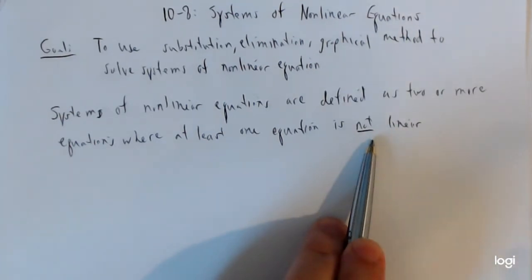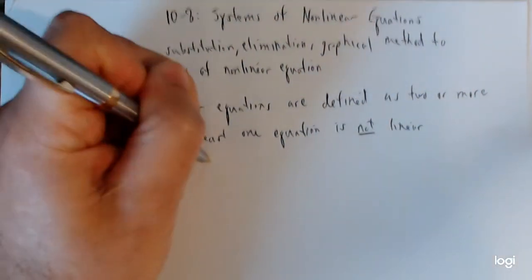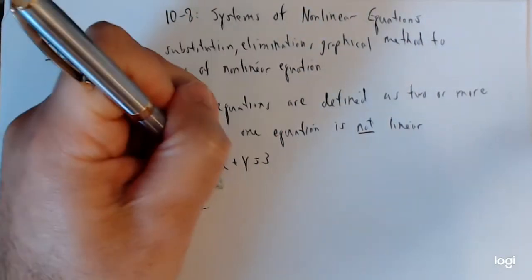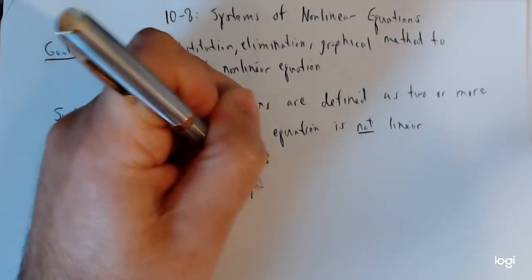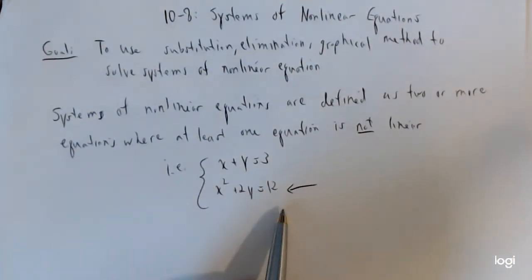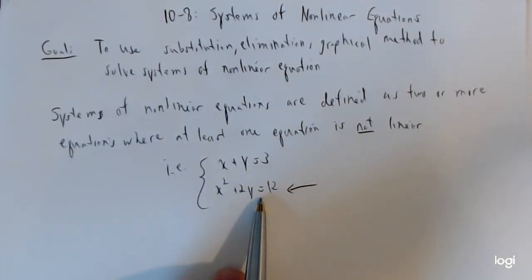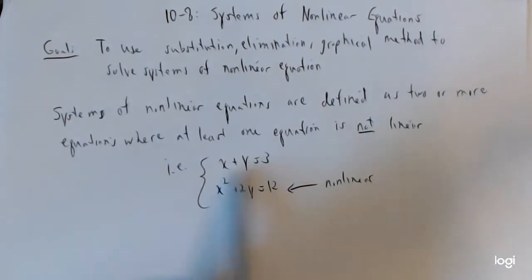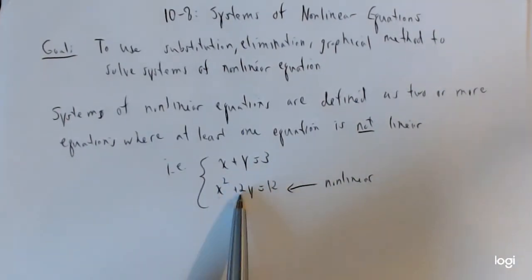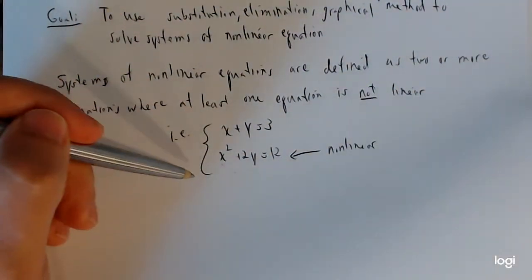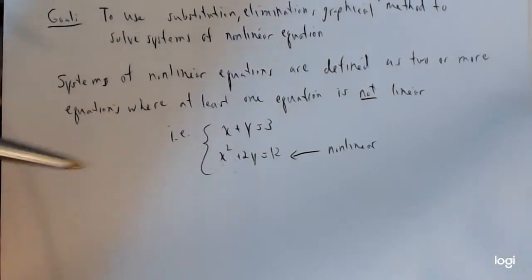So what do we mean by nonlinear? Well, obviously, if you were to graph it, the graph does not resemble a line. For example, if we have something of the form x plus y equals 3, x squared plus 2y equals 12, why does this become nonlinear? It's because of this guy, right? If we were to graph this, we'd notice that this would be a parabola, which is clearly nonlinear. This one is linear, which is fine, but this is what makes it nonlinear. So just keep in mind, not all the equations must be nonlinear. As long as one of them is nonlinear, then this becomes the nonlinear case.